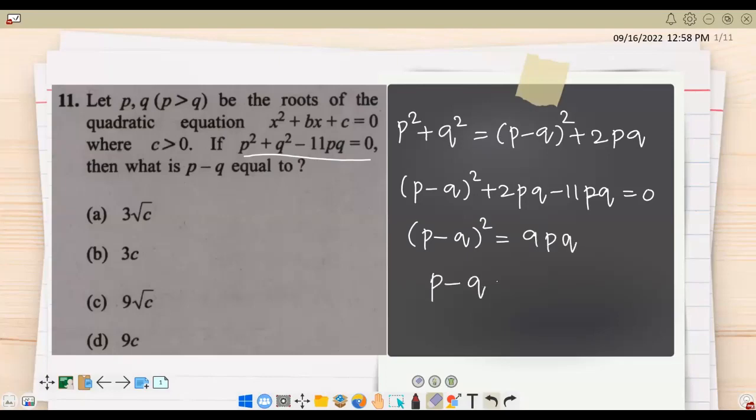P minus Q is equal to square root of 9PQ, which is 3 into root of PQ. And since P and Q are the roots of the quadratic equation, PQ is the product of the roots, which is C by A. And in this case, A is 1. So the product of the roots of the quadratic equation will become just C. So your answer will be 3 into root of C.